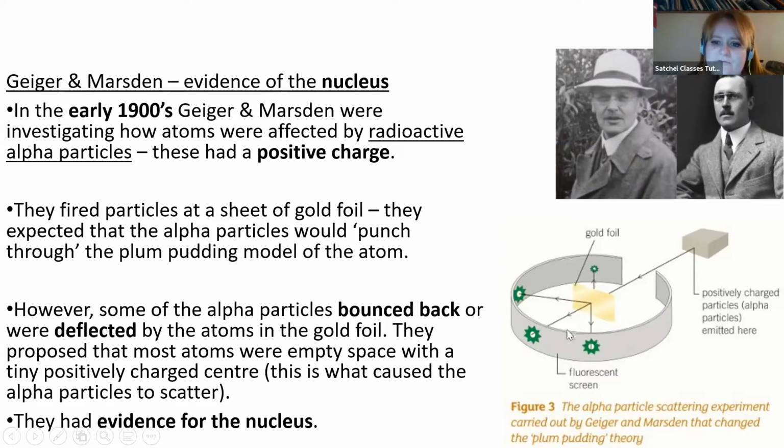So most are going through or being deflected, and some are bouncing back. So they must be hitting something in there, but it's small. So that actually provided evidence that there was mostly empty space in the atom, but there was evidence for a nucleus, and a positive nucleus. So this was evidence against the plum pudding model. So this ties into physics as well.